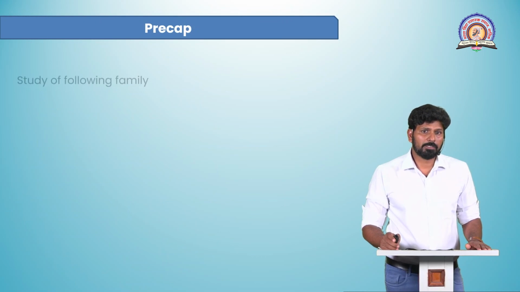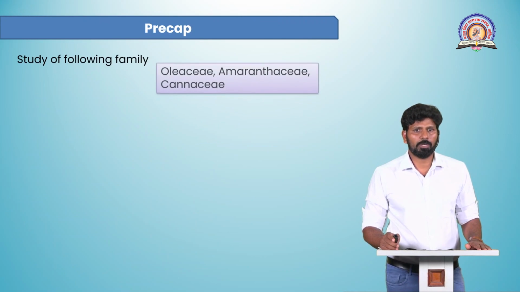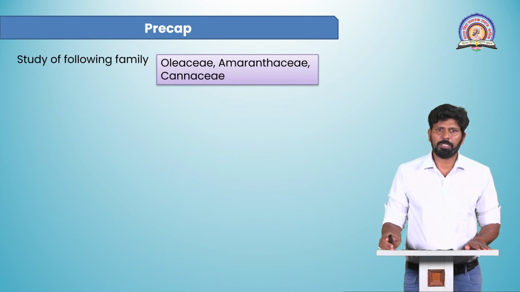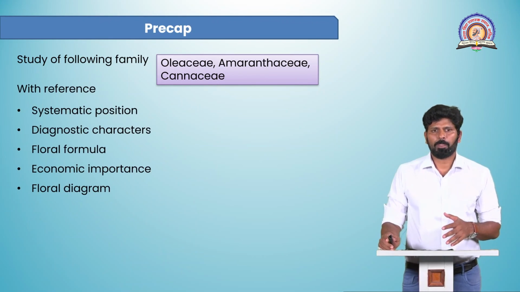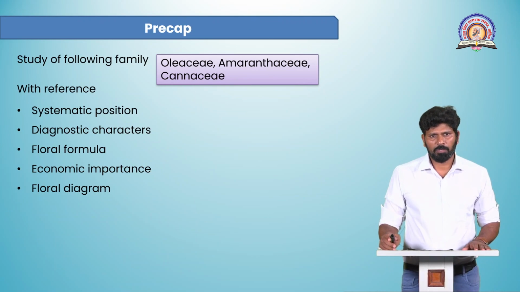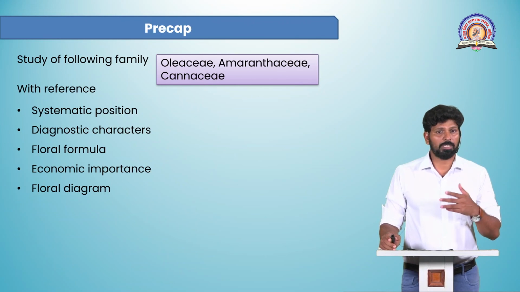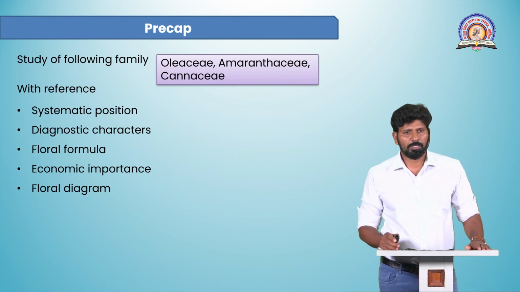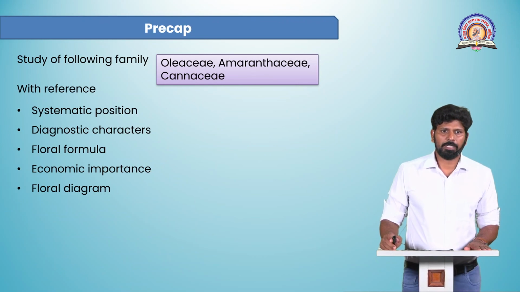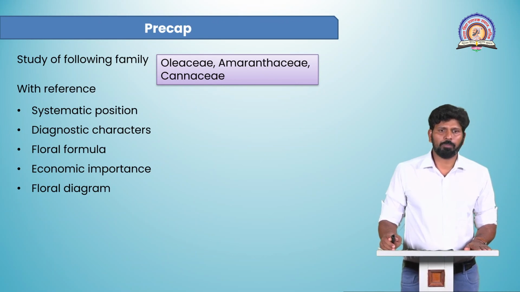Now in the next lecture, we are going to discuss family Oleaceae, then Amaranthaceae and family Canaceae. Today we have discussed family Nymphaceae. While studying family Nymphaceae, we went through its systematic position according to Bentham and Hooker's classification system, then its diagnostic characteristics, its floral formula, its floral diagram, and then economic importance.